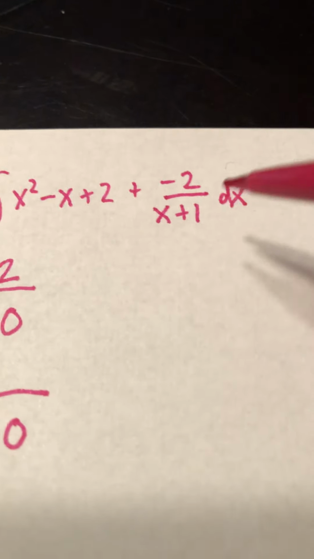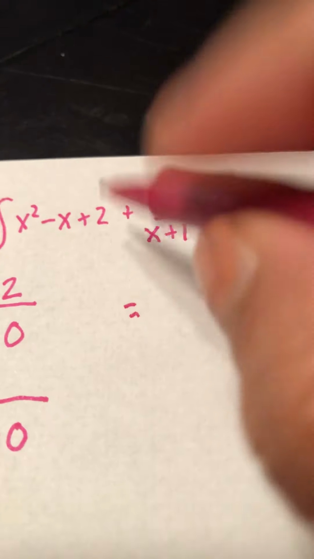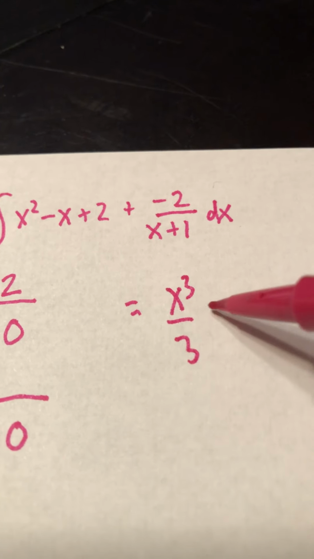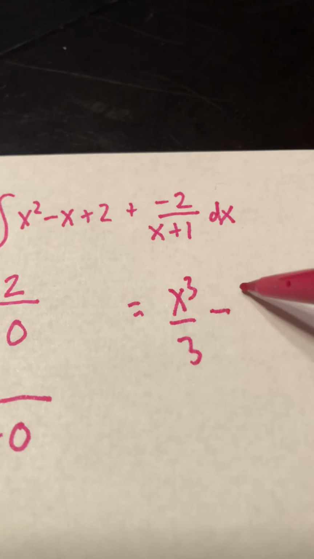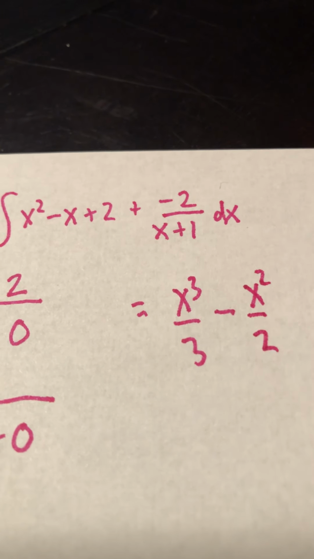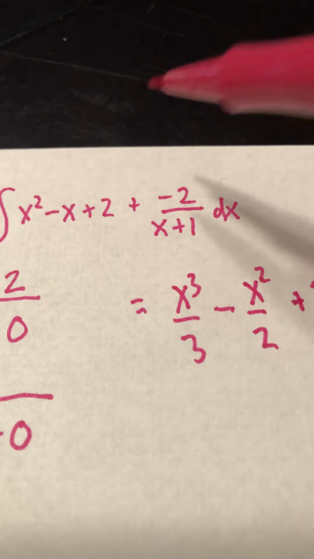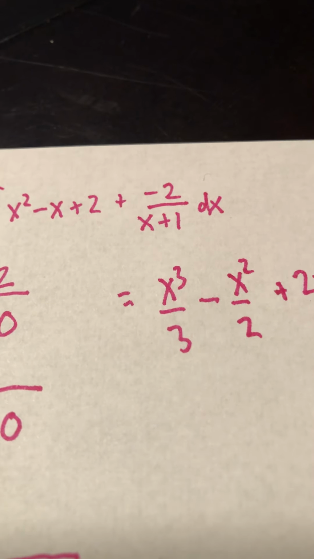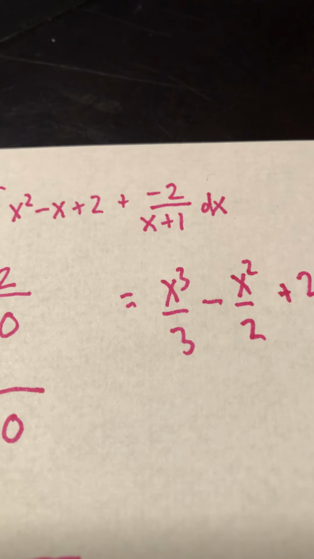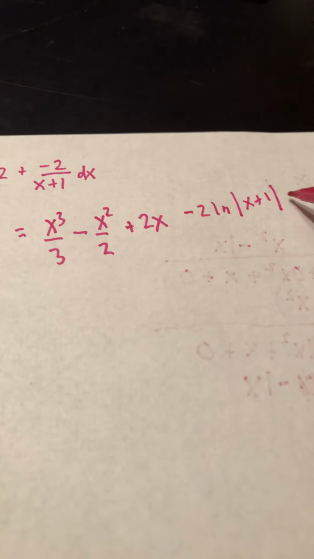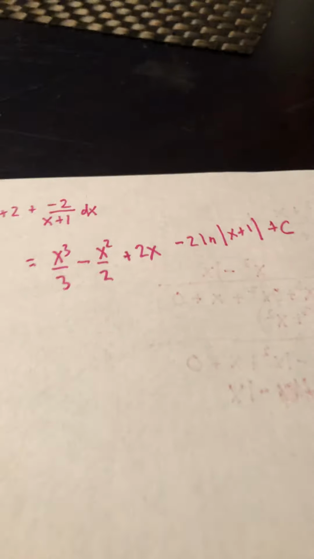And now we can use reverse power rule and our special function. So if I write over here, the antiderivative of x squared is x to the third over 3. The antiderivative of negative x to the first is negative x to the 2 over 2. The antiderivative of plus 2 is plus 2x, and then we have our beautiful special function of the natural log of x plus 1. Don't forget the beautiful absolute value, and then don't forget your glorious plus c.